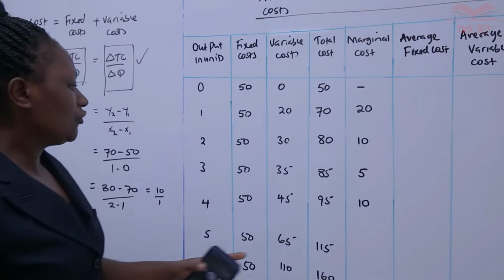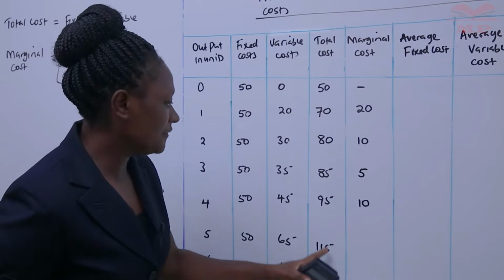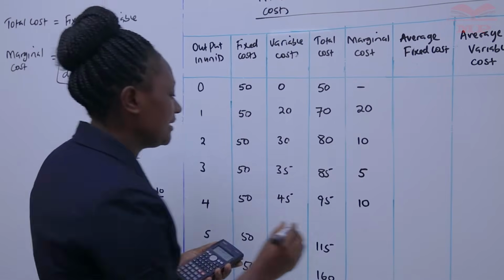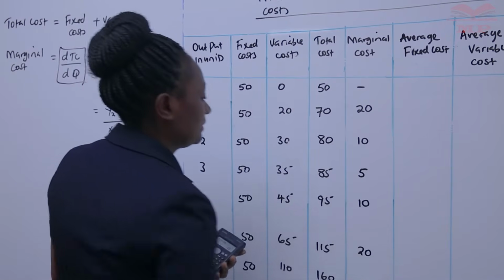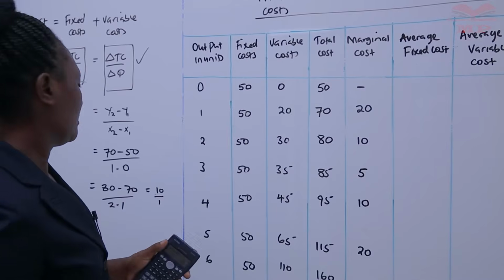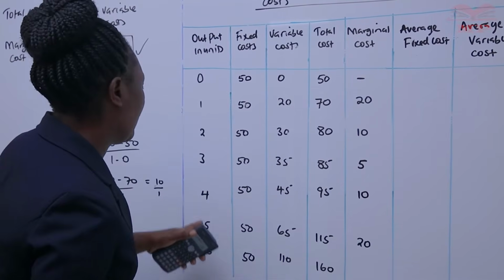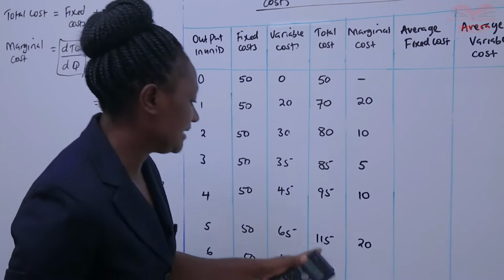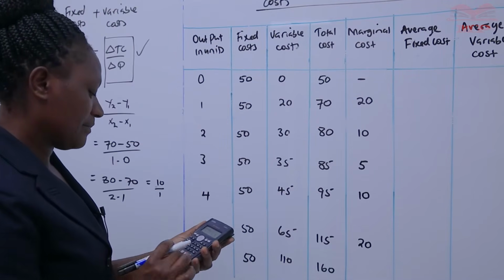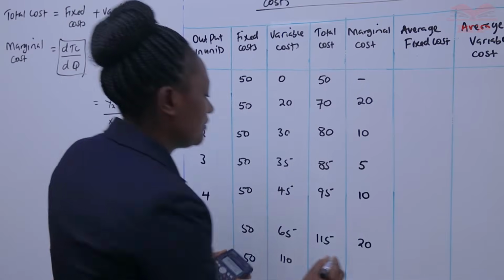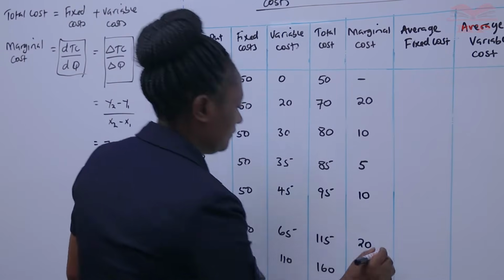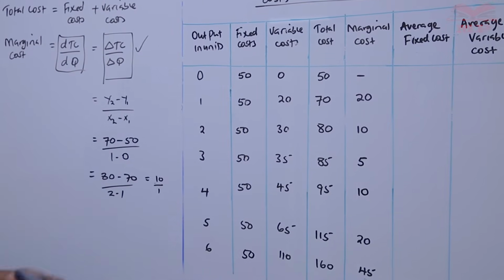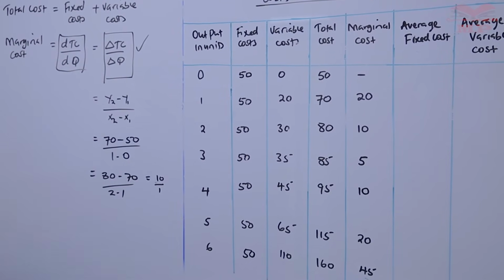And then we move on to 115 minus 95. This will give us 20. And then we are taking 20 divided by 5 minus 4, which is just 1. Then marginal cost for the last unit is 160 minus 115, which will give us 45. That's how we calculate the marginal cost: change in total cost over change in output.